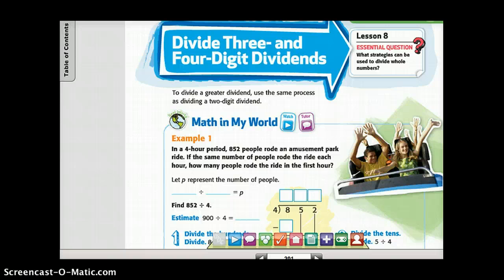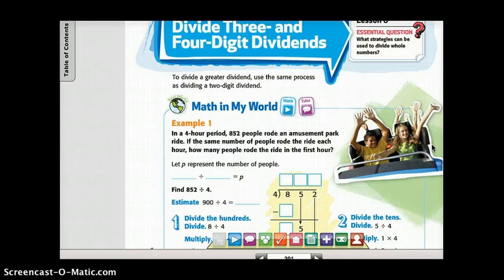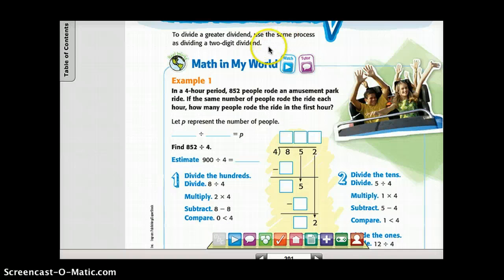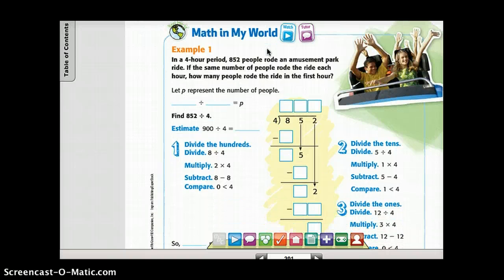All right, so let's take a look in our books. I'm on page 201. Okay, so on that first page, there's a little note here that says to divide a 3-digit dividend, use the same process as dividing a 2-digit dividend. So it's the same steps that you're used to, we're just working through more numbers. So let's look at 852 divided by 4.